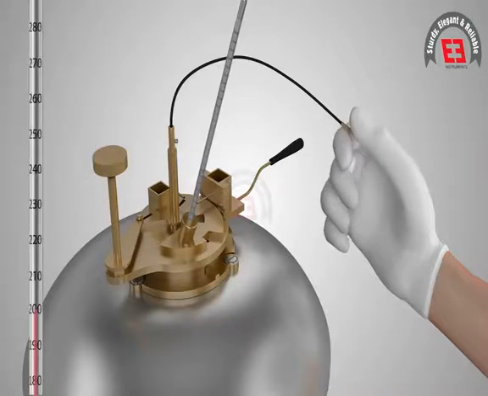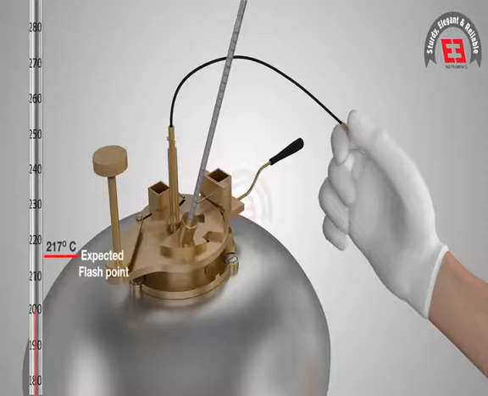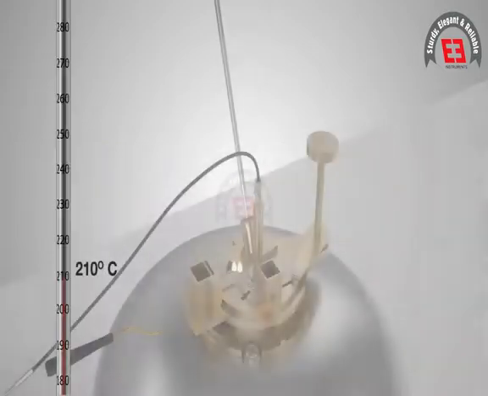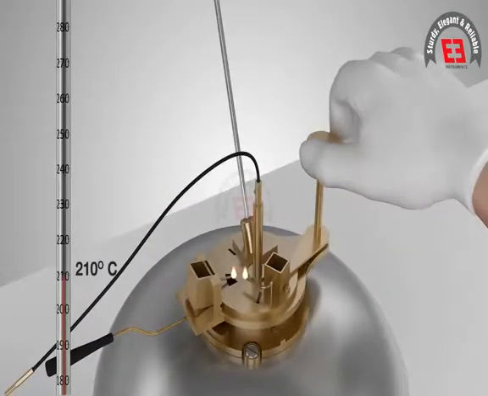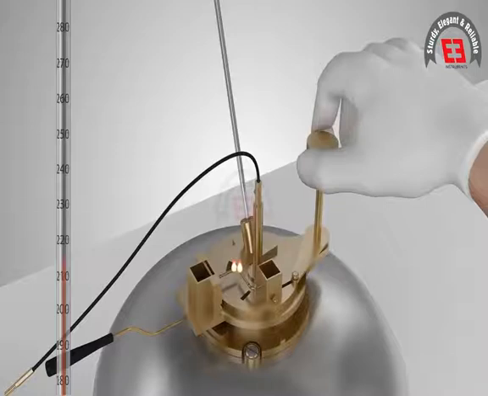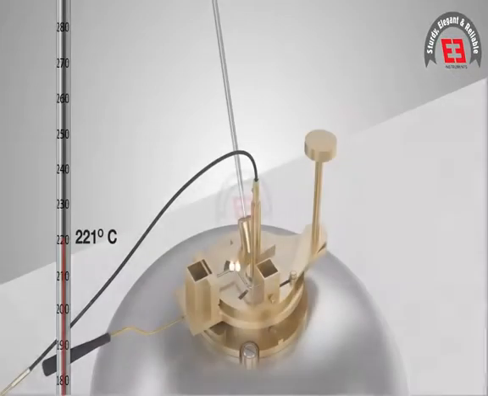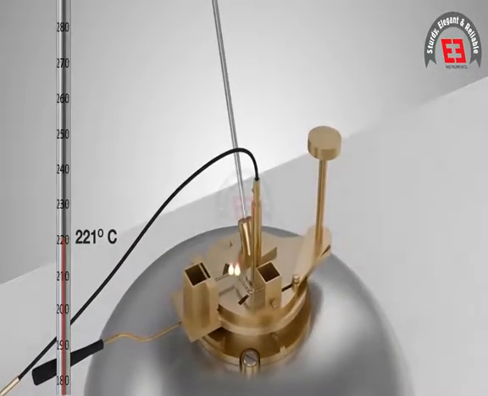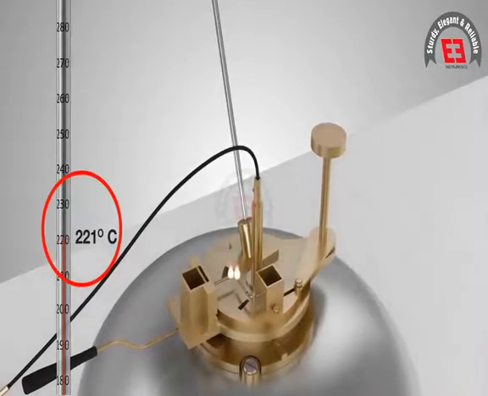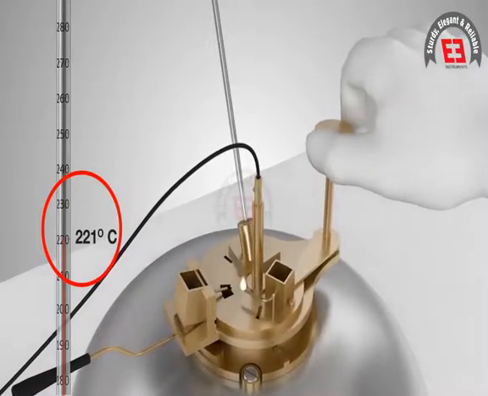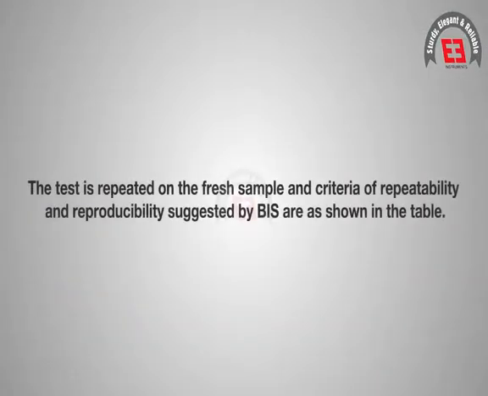When the specimen attains a temperature of about 17 degrees Celsius below the expected flash point, the stirring is discontinued and the test flame is applied on the sample. Thereafter, the test flame is applied at every rise of 1 to 3 degrees Celsius. The flash point is taken as the temperature read on the thermometer at the time of the flame application that causes a distinct flash in the interior of the cup. The test is repeated on a fresh sample, and criteria of repeatability and reproducibility suggested by BIS are as shown in the table.